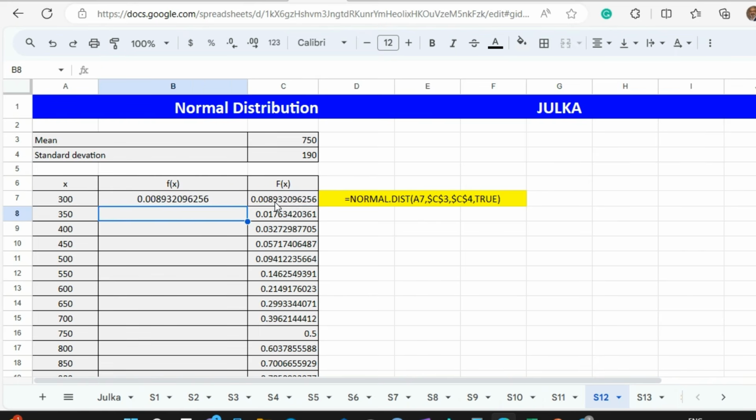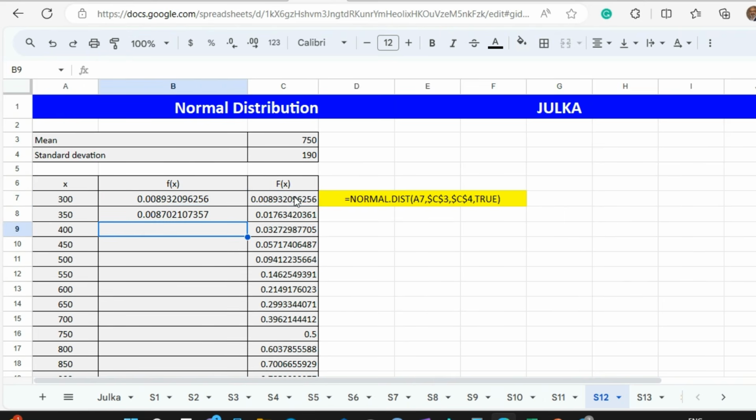Now to calculate the probability of x less than equals to 300, we'll use equal and the same function, which is available in C1. So this gives us the probability of x less than equals to 300. Now we want to find out the probability that lies between 300 to 350. So we'll use equal the probability of x less than equal to 350 minus the probability of x less than equals to 300. This will give you the probability that lies between 300 to 350.